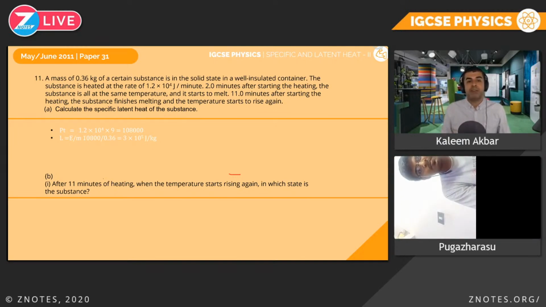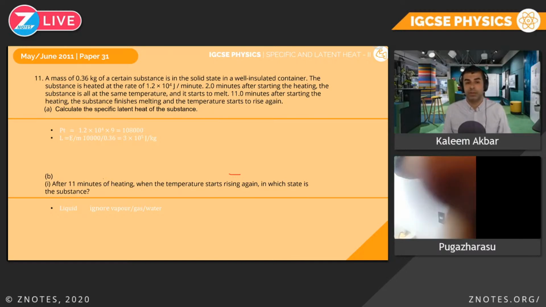After 11 minutes of heating, when the temperature starts rising again, in which state is the substance? Now remember, we turned it from a solid into a liquid. Which state is the substance after it's melted? Well, surely it's liquid. And notice even the mark scheme says, ignore vapor, gas, or water. Well, first of all, vapor and gas is wrong, and ignore water because you didn't even know it was water to begin with. Okay, so vindicated in that answer.